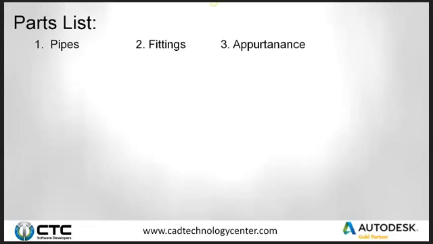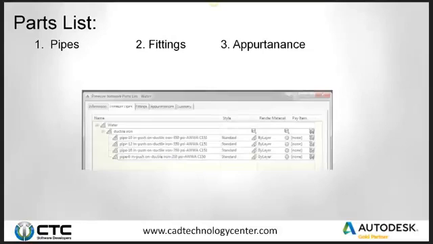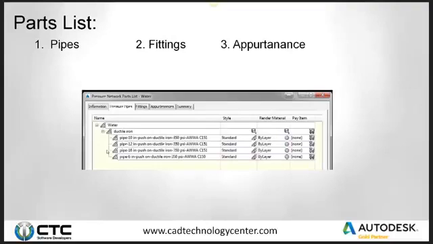Parts list. You'll have 3 different parts lists. Well, one parts list, but it has 3 different tabs. The first one is for the pressure pipes. And right now I just took a quick screenshot. I have 4 different pipe sizes for ductile iron pipe.